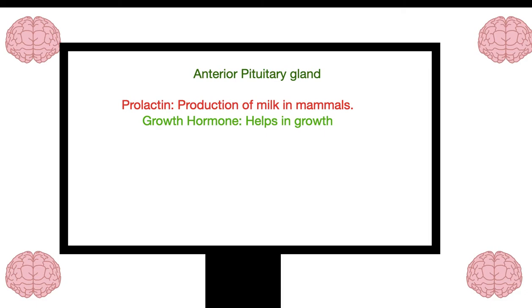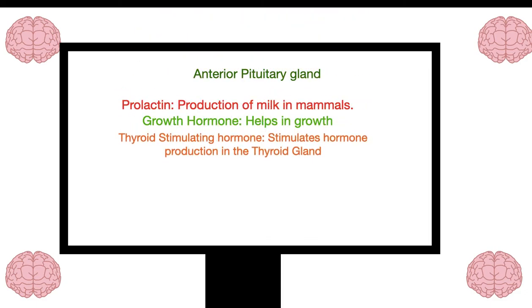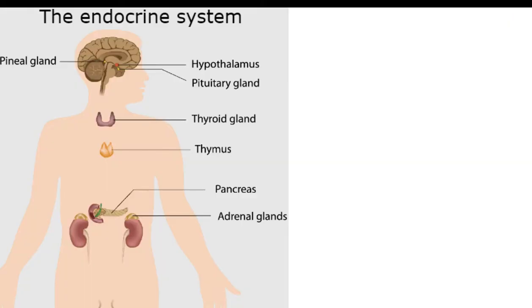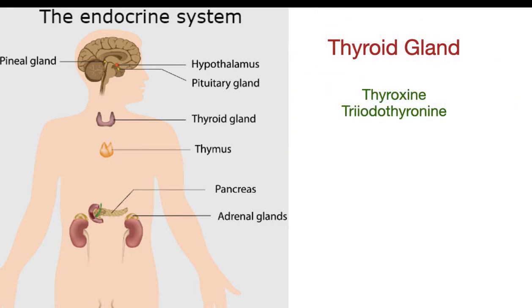So the next thing is the thyroid stimulating hormone, which stimulates hormone production in the thyroid gland. So this is the thyroid gland. It's this part over here. And the thyroid gland produces two different hormones, which are thyroxine and triiodothyronine. It's very hard to pronounce. And these two hormones are important for metabolism.